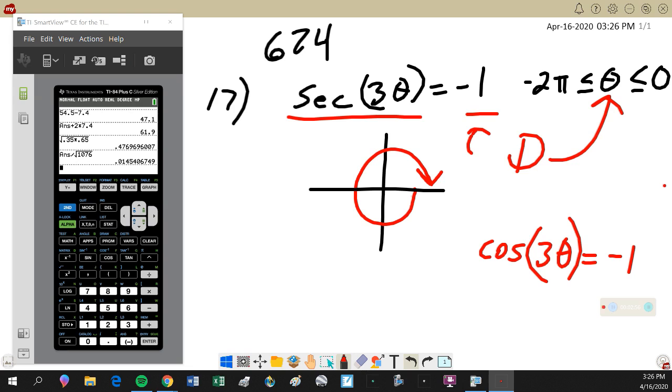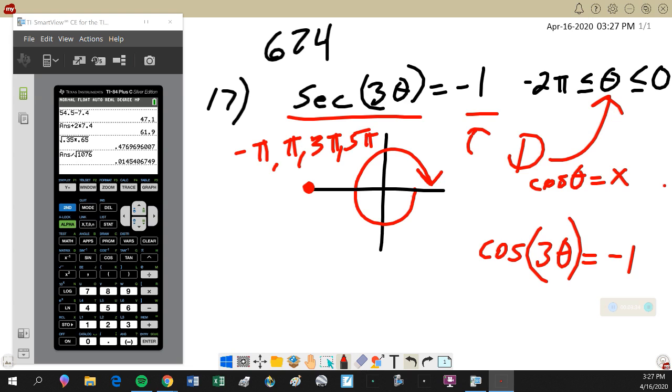Okay, and I want to know when is the cosine of an angle that is 3 times bigger than the angle given in the domain equal to -1. Well, where is the cosine equal to -1? The only time, so cosine of theta is equal to x in the unit circle, the only time that the cosine is equal to -1 is right here at -pi or 3 pi or 5 pi, right? There are an infinite number of those.